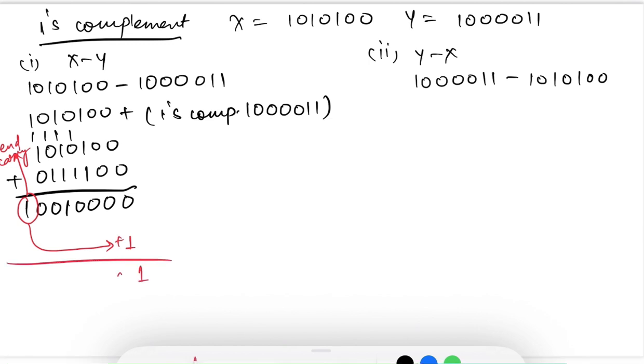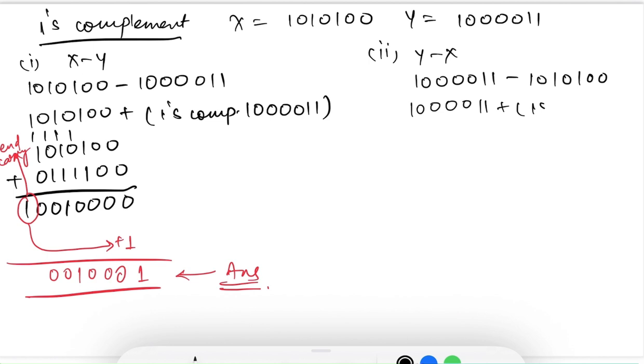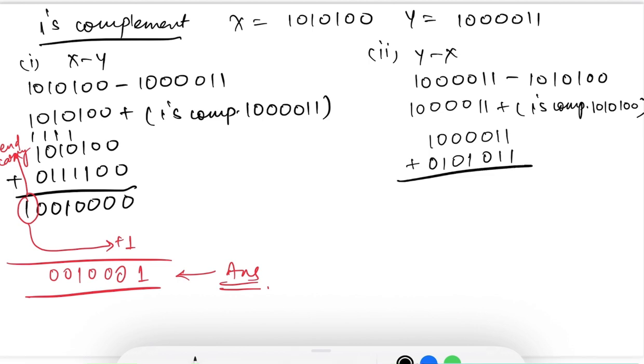Answer will be 1, 0, 0, 0, 1, 0, 0. The end-around carry is added, so this is the final answer. Now moving towards the second example, y minus x. So y is the first number as it is, plus the ones complement of the second number. The ones complement of this second number will be 0, 1, 0, 1, 0, 1, 1. Invert each bit. Add these two numbers.